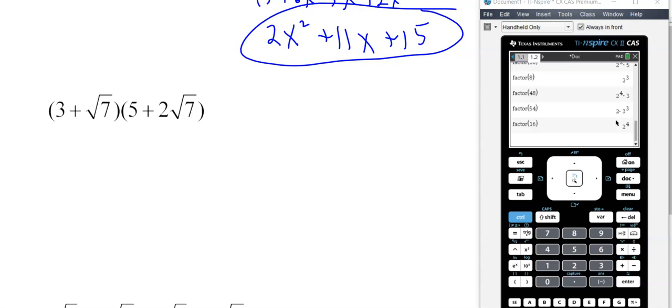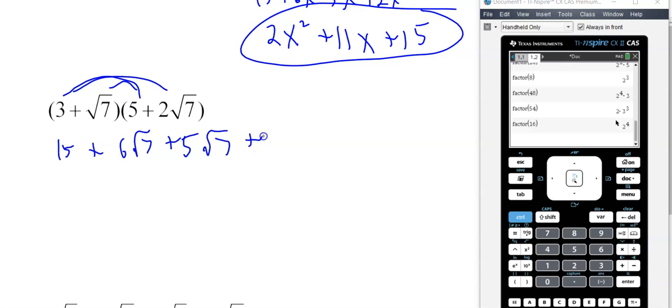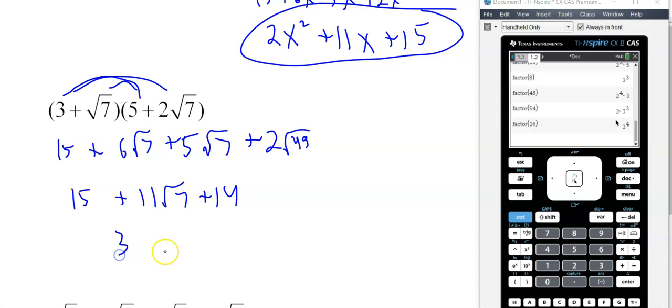So with radicals, it's not that much more difficult, but it is a little bit more work. So 3 times 5 is 15. Plus outside would be 6 root 7 plus 5 root 7 plus 2 times the square root of 49. I'll simplify that in a minute. So it's going to be 15 plus 11 root 7. And 2 times 7 is 14. So maybe, 29 plus 11 root 7.